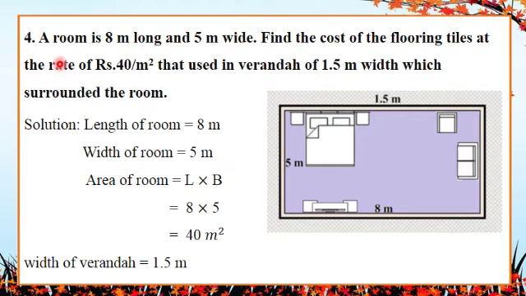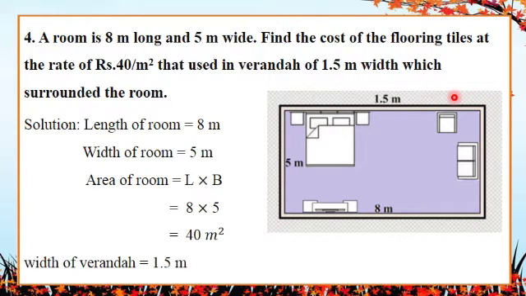Okay, now we are moving to question number 4. A room is 8 meter long and 5 meter wide. As you are observing in the figure, this is a room. The length is 8 meter and the width is 5 meter. Find the cost of flooring the tiles at the rate of rupees 40 per square meter that used in the veranda of 1.5 meter width which surrounded the room. You are observing that there is a veranda all over side of the room, and we have to calculate the cost of tiling of this veranda.